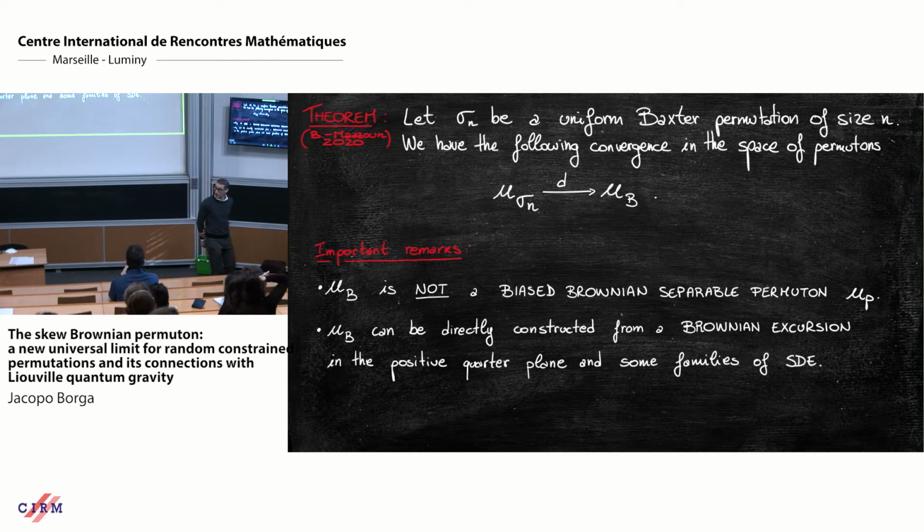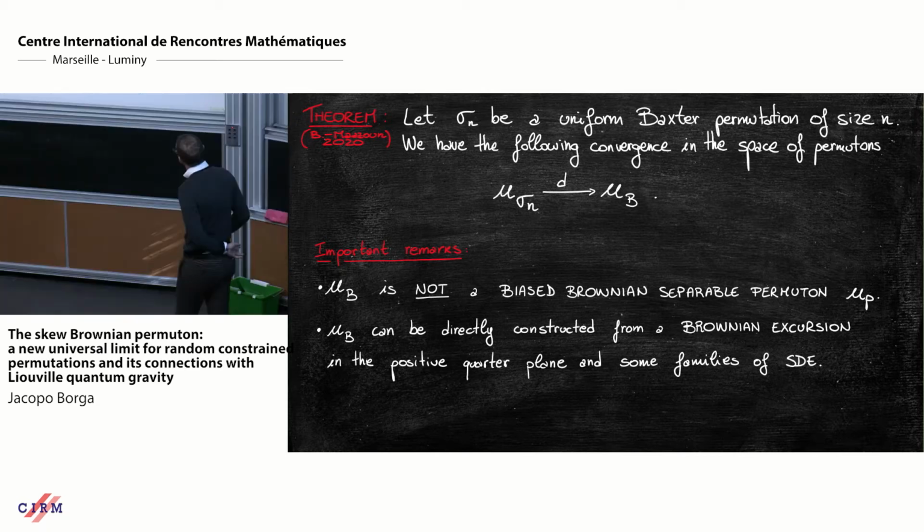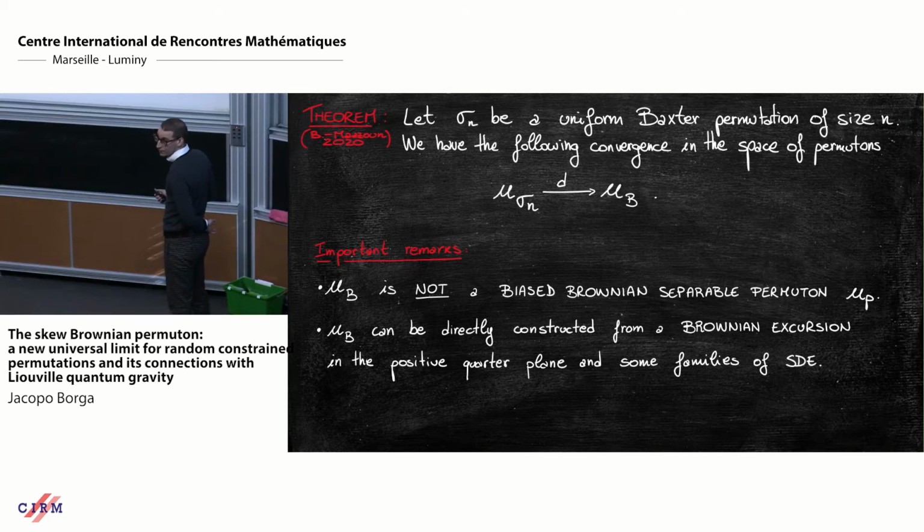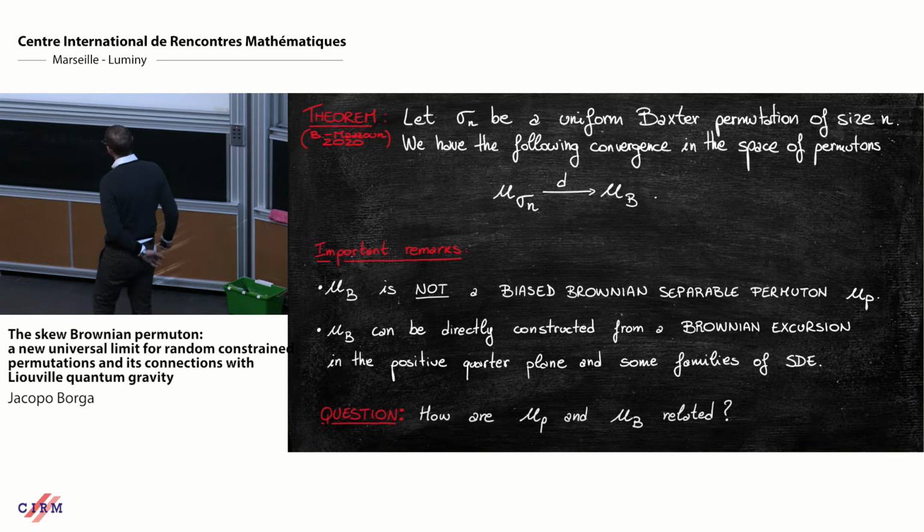And what we also did is to construct this object. We constructed it from a Brownian excursion, a two-dimensional Brownian excursion in the quarter plane, and we use some families of stochastic differential equations. I will give you this construction in a few moments in a much more general setting. But in a particular case of the general construction, we will obtain exactly this object.